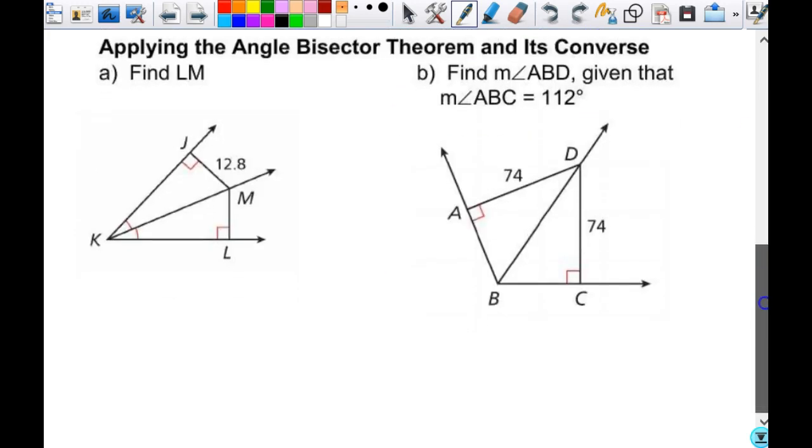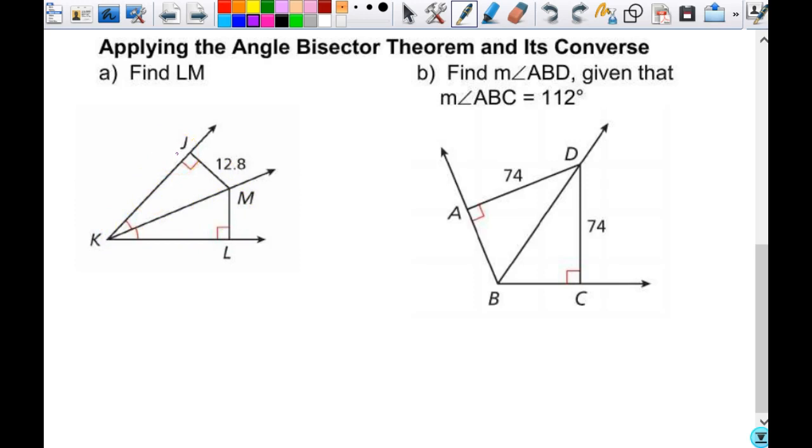Applying the angle bisector theorem and its converse. All right, so here we are looking for the length of line segment LM. All right, so here's what we know. They told us that these two angles are congruent, right? And since those two angles are congruent, then KM is what part of this angle? It's the angle bisector, okay? So since KM is definitely the angle bisector, that's what we were given, then any point on this angle bisector is the same distance away from the sides of the angle. So they put that these little segments are congruent.